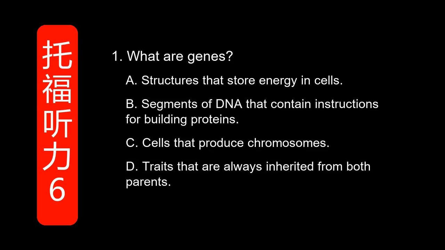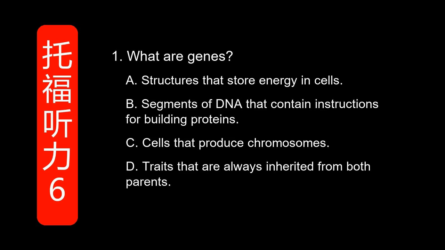Hello, class. Today, we'll discuss the concept of genetic inheritance, which is the process by which traits are passed from parents to offspring. This process is governed by genes, which are segments of DNA that contain the instructions for building proteins. Genes are located on chromosomes, structures within the nucleus of a cell. Humans have 23 pairs of chromosomes, with one set inherited from each parent.